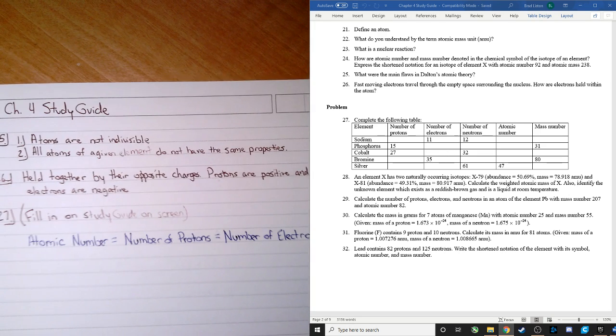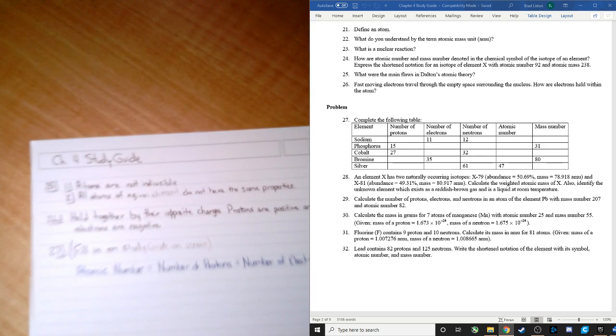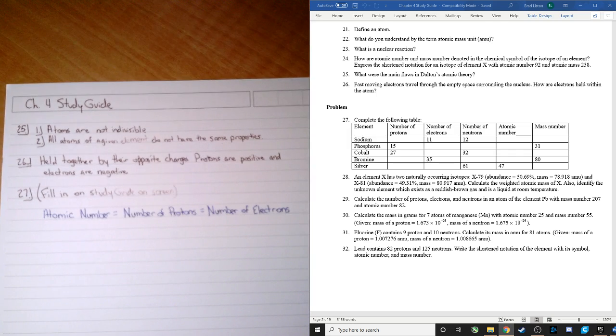I'll zoom out a little bit more. Looks like I gotta do a little more. That's better.